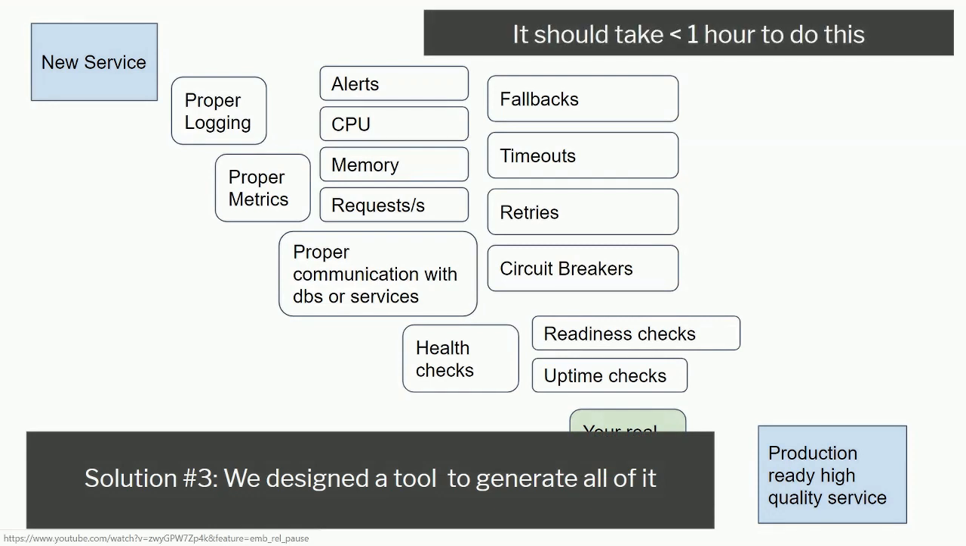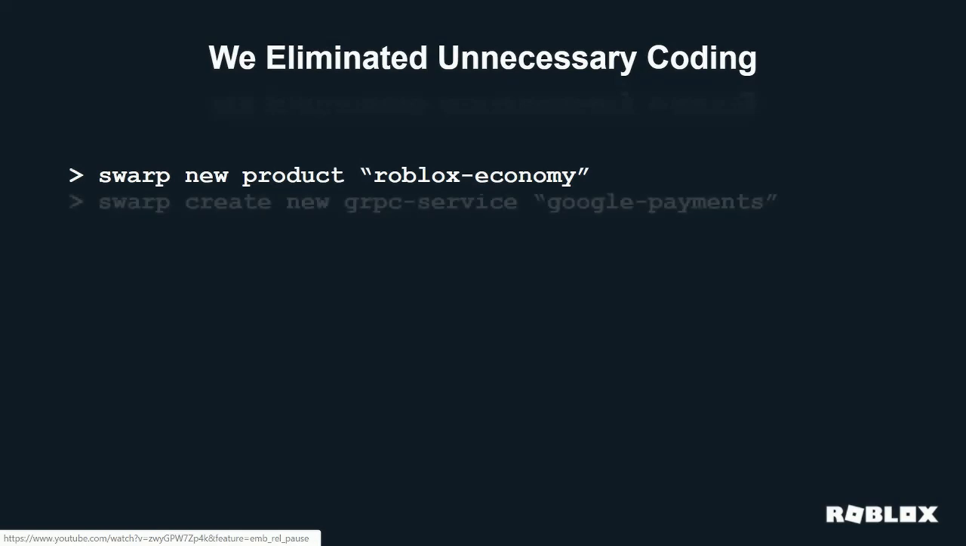And our idea of that was it should take you less than an hour to do all that. How we eliminated this coding, like how it actually works. So we created a tool called Swarp, and this is just an example of how easy it is to do something. So let's say I want to create a Roblox economy. I just do Swarp new product, Roblox economy.